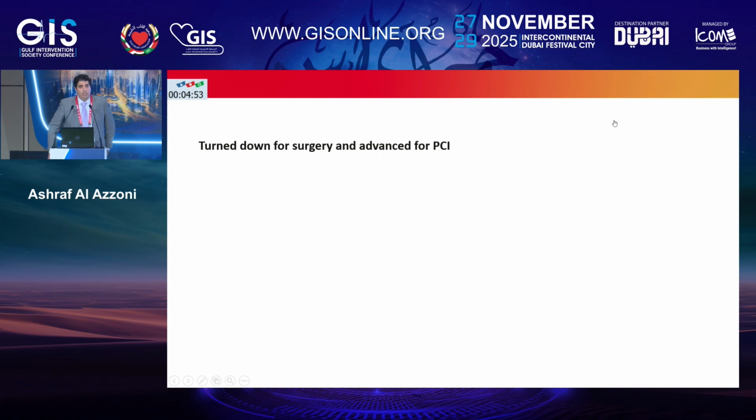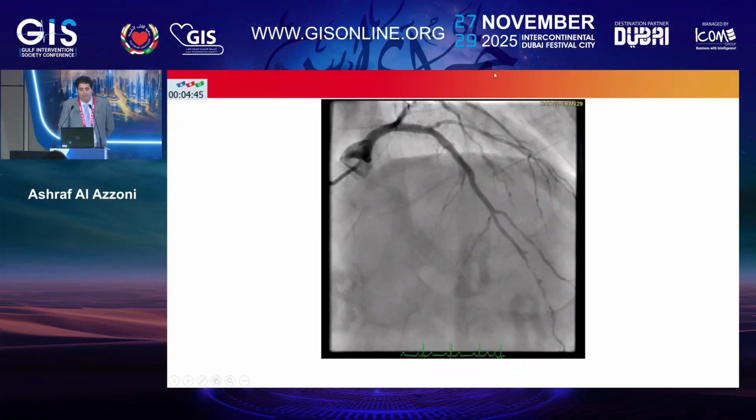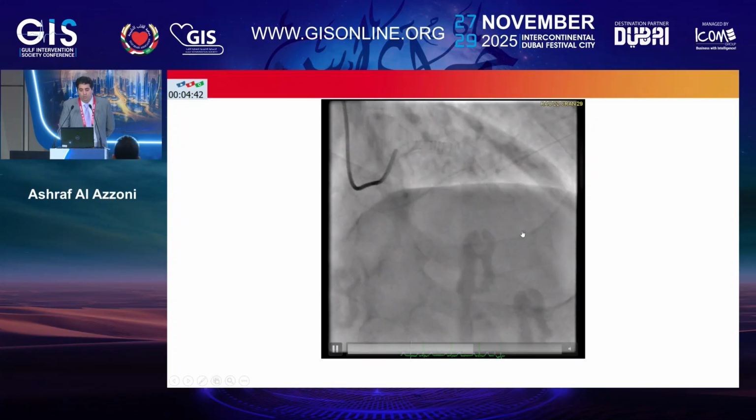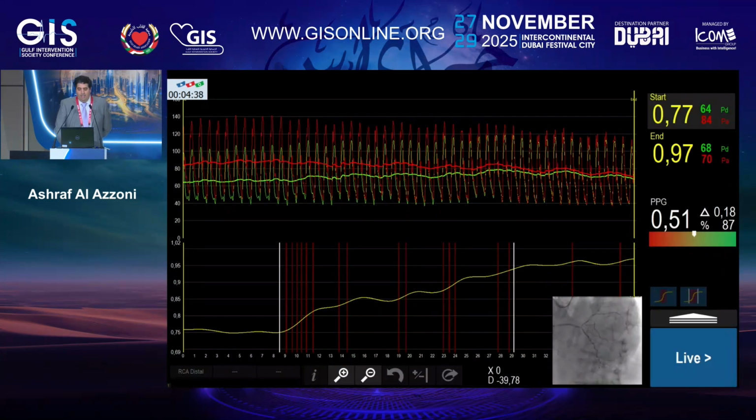In his case, we actually thought about surgery, referred him for surgery, but he was turned down for surgery and advanced for PCI. So the first step we did is we did PCI left main to the LAD, looked good. We left the distal LAD disease for medical therapy. And then I guess this is where the point about PPG comes into play.